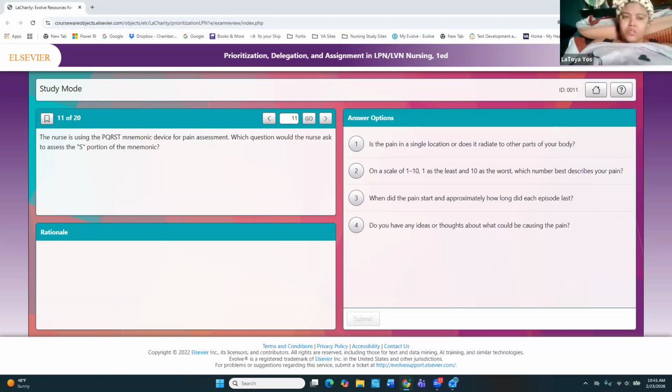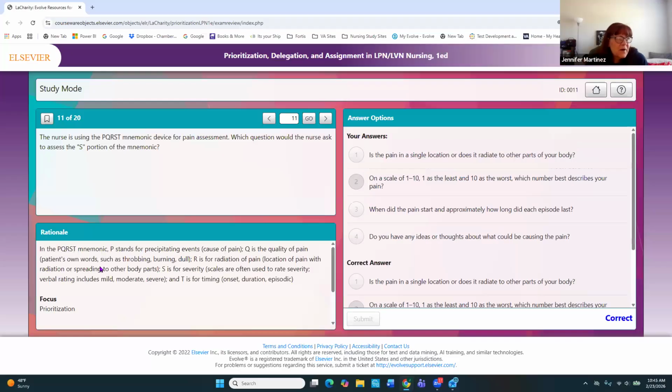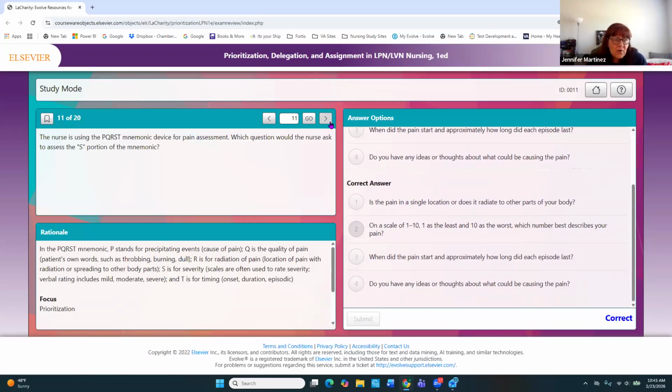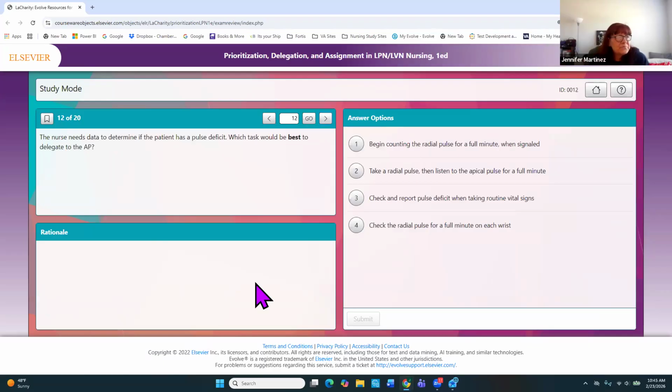I guess it would be two since S is like severe. So that's how they would describe their pain throughout the 10. Okay, so two. So yes, in the PQRST mnemonic, P is precipitating events, which is the cause of the pain, what makes it better, what makes it worse. Q is the quality of pain: throbbing, burning, dull, aching, stabbing. R is for radiation, S is for severity, and then T is for timing. So good job. On a scale of 1 to 10, what is your pain?